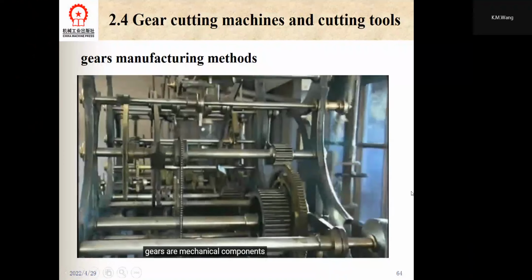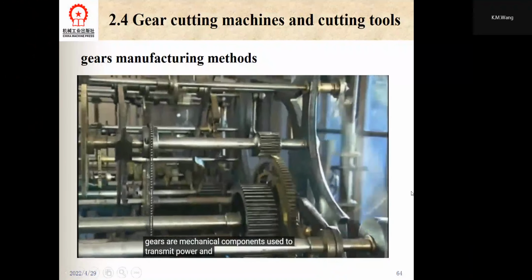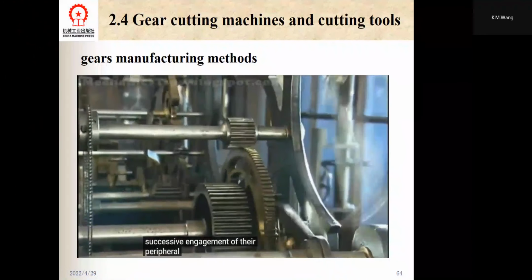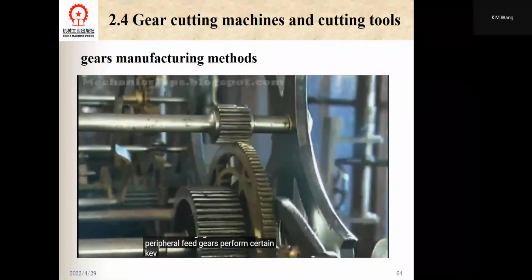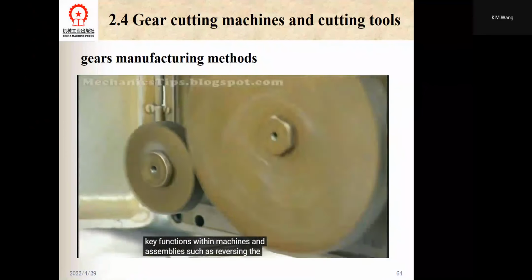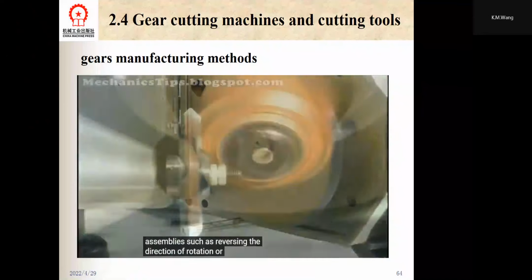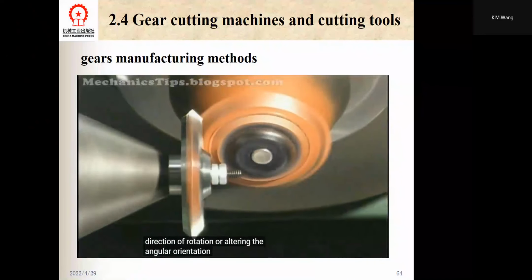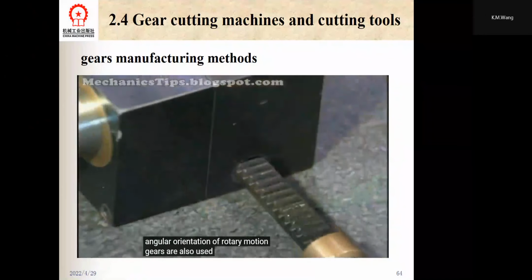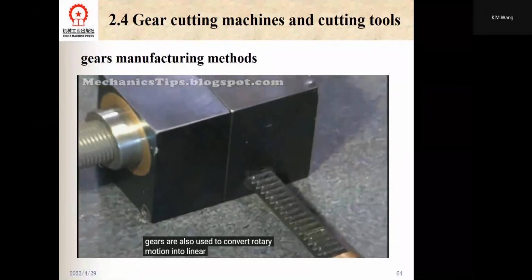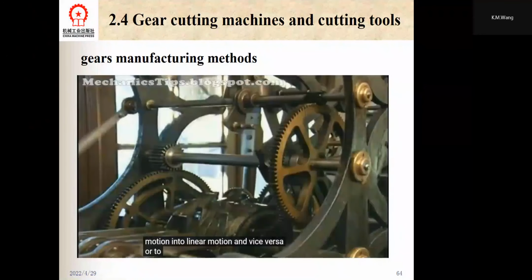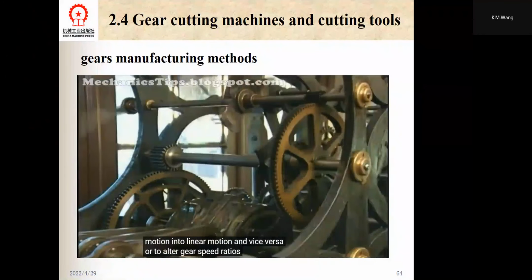Gears are mechanical components used to transmit power and motion through the successive engagement of their peripheral teeth. Gears perform certain key functions within machines and assemblies, such as reversing the direction of rotation or altering the angular orientation of rotary motion. Gears are also used to convert rotary motion into linear motion and vice versa, or to alter gear speed ratios.